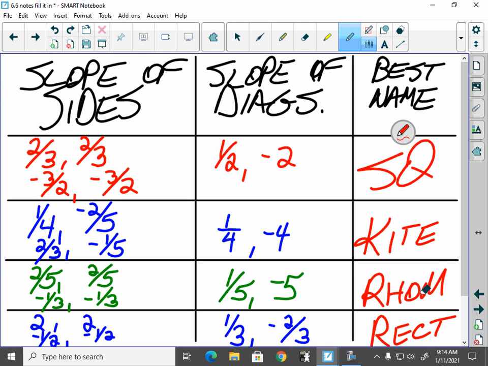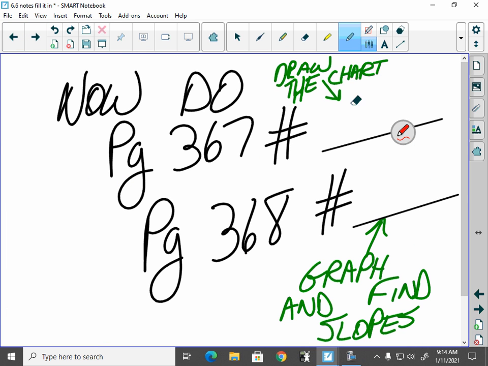Okay? All right. So now for the homework. I don't know why I split it into 2 pages because they're right by each other, but oh well. It's 8 through 15. And I know it says draw the chart. Does it say draw the chart on yours? Yeah. Okay. You can just write the name if you don't want to draw the chart.